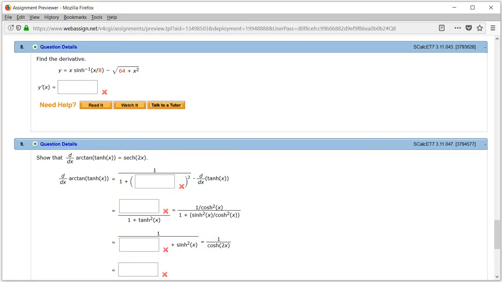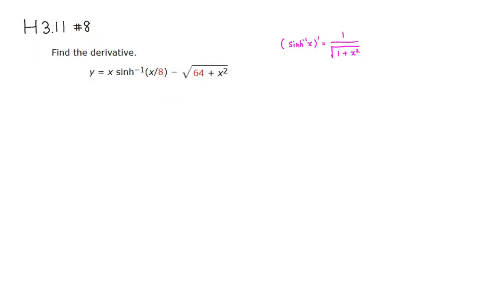All right, let's look at homework 3.11, problem number 8. We want to find the derivative of this function. The first part is the product of two things, so I'm going to use the product rule here. And then I'm going to actually rewrite the second part.